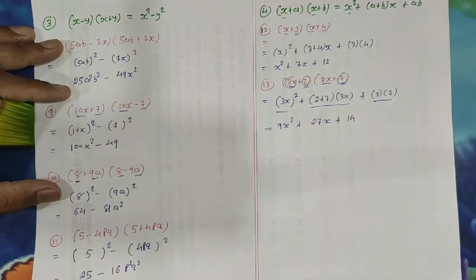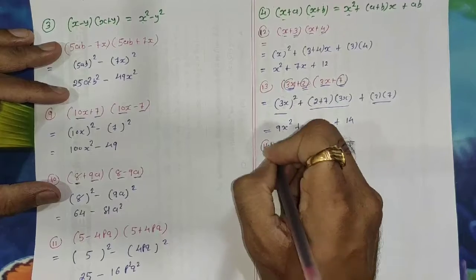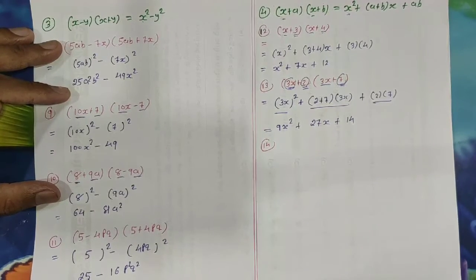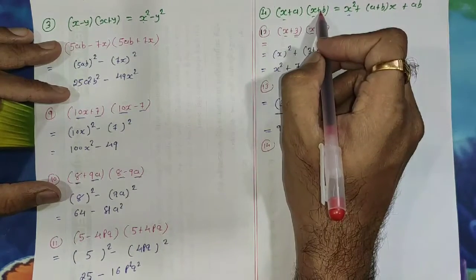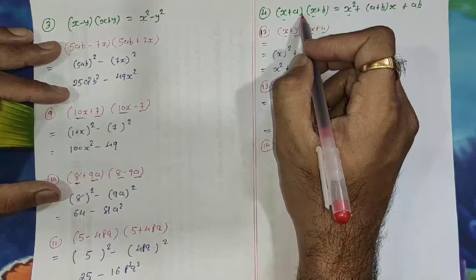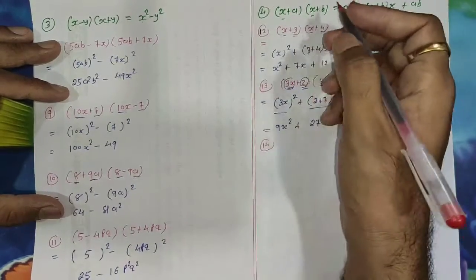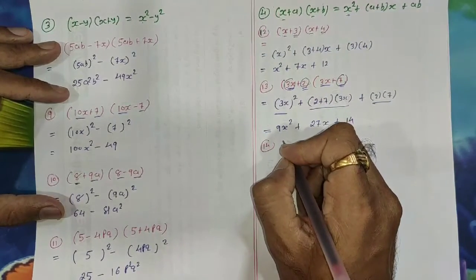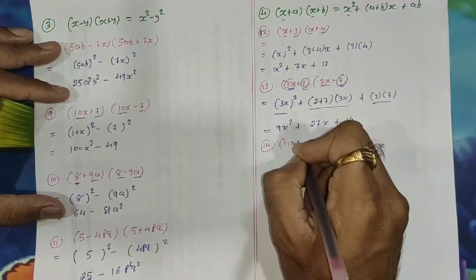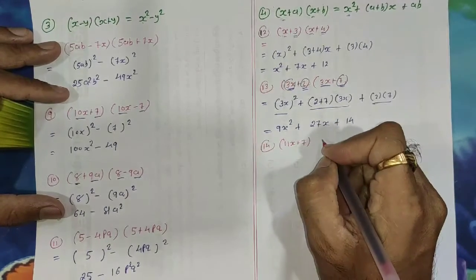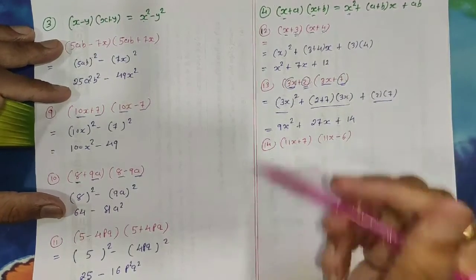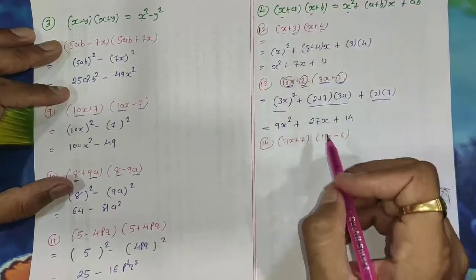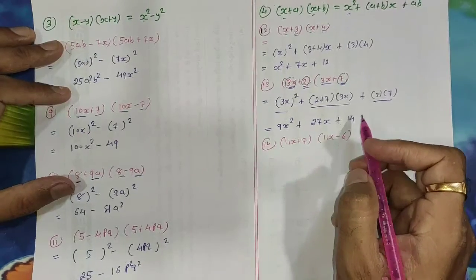Clear students? Try more and more sums by yourself, so it will clarify all your doubts. Now suppose in our identity we are given x plus a, x plus b, both terms consist of a plus sign, but the given sign may be changed. For example, if we are given 11x plus 7 and 11x minus 6, now in our identity both terms have a plus sign, but here a minus sign is there. So what do you have to do?